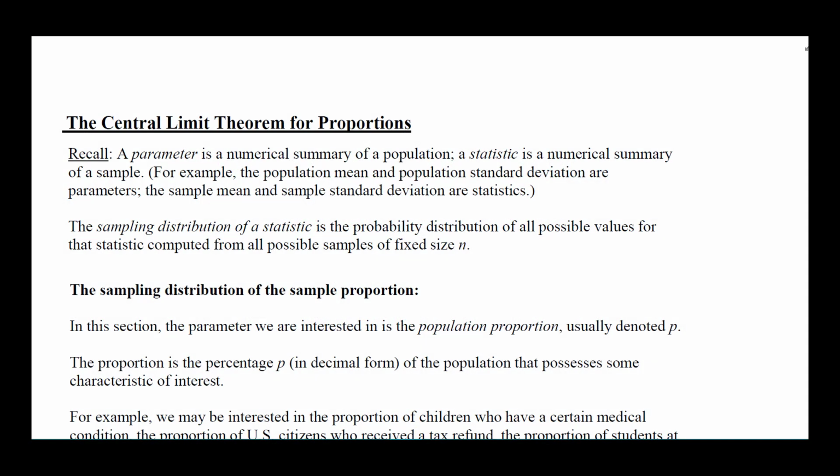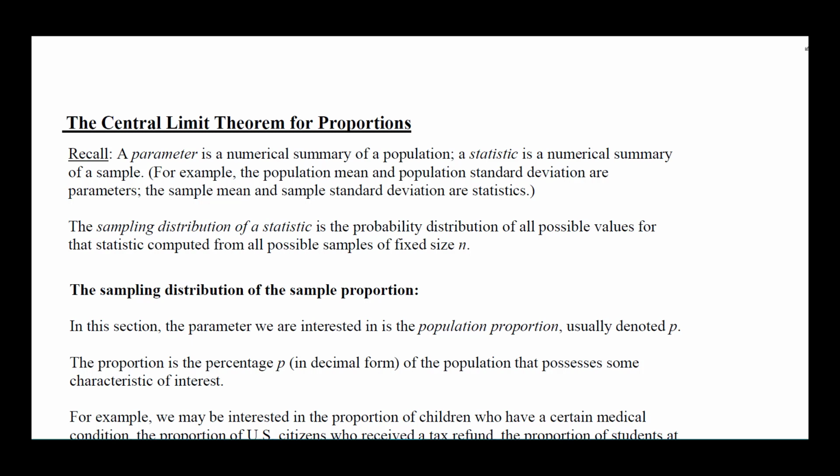Okay, let's talk about how the central limit theorem applies for proportions. First of all, our little reminder: a parameter is a numerical summary of a population, and a statistic is a numerical summary of a sample. We've so far mostly talked about the mean and the standard deviation. So now we're going to introduce a new type of parameter and the new type of corresponding statistic.